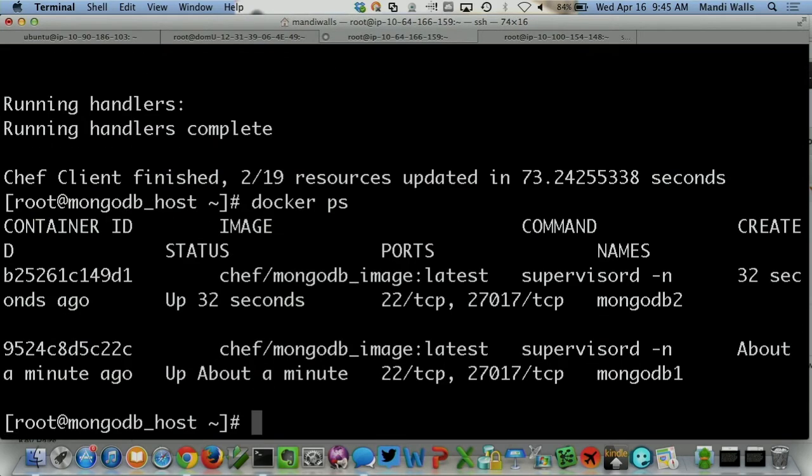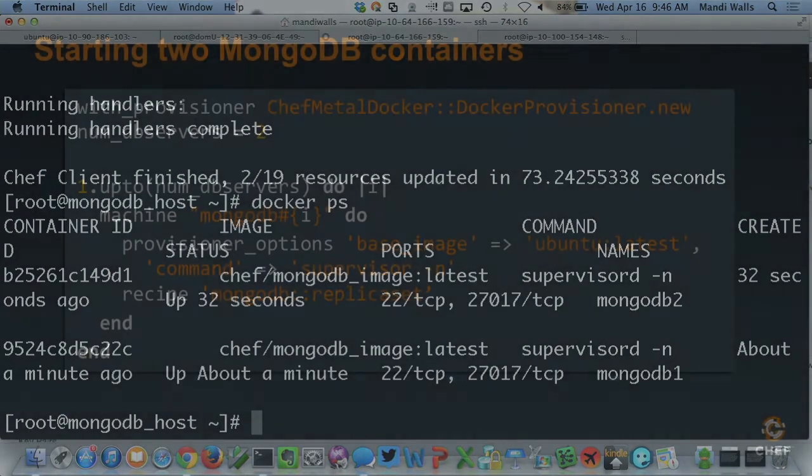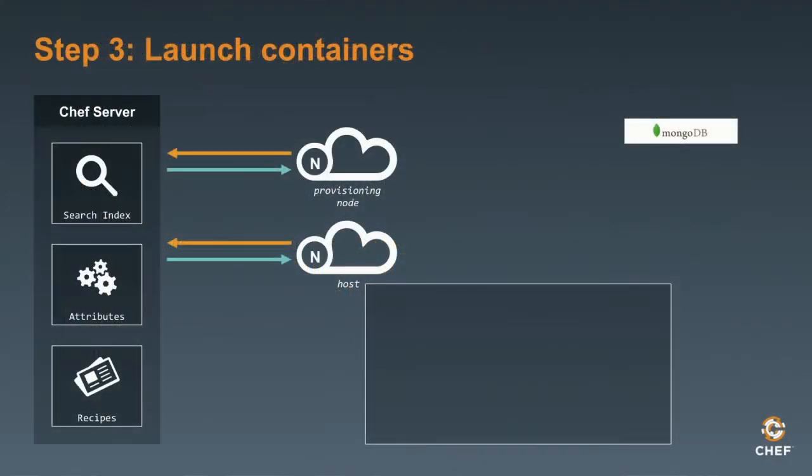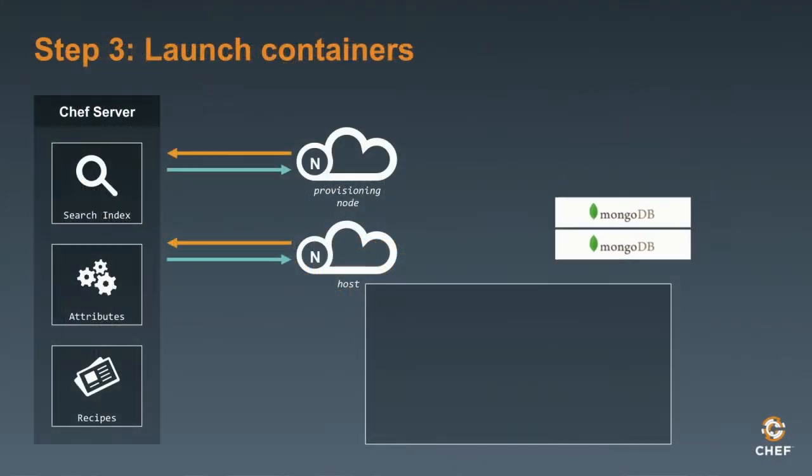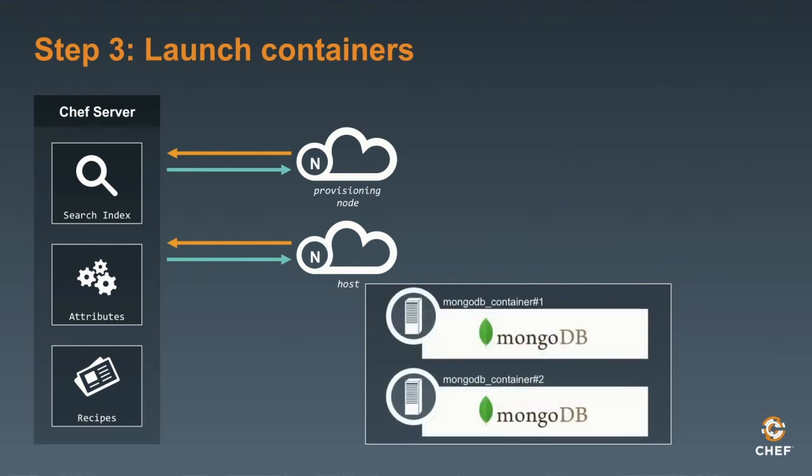There's my 2 containers running on the host that I've configured. We're ready to go. So what happened here? We run the Chef client. It caused the container host to use that new MongoDB image and instantiate 2 new containers.